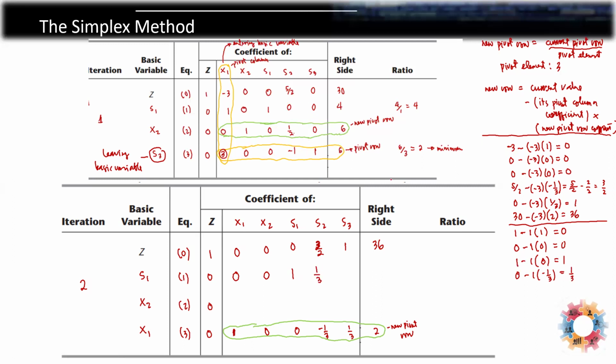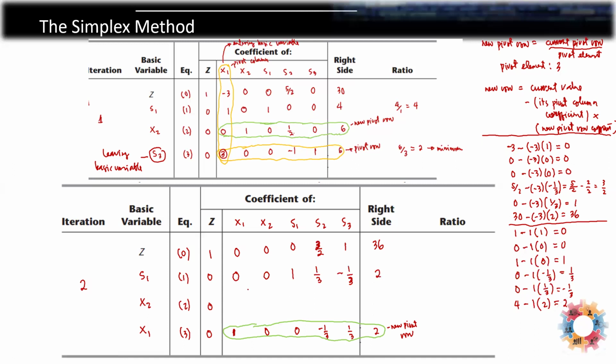And then next is 0. So 0 minus 1 times 1/3 equals negative 1/3. So that's negative 1/3. And then on the right side, you have 4. So this is negative 1/3. And you have 4 minus 1 times 2. Okay, which is equal to 2.